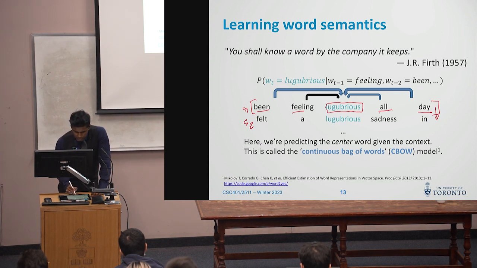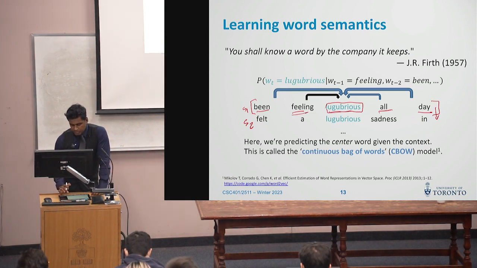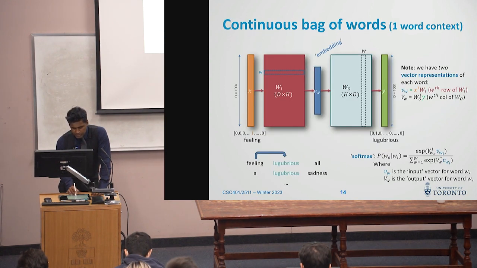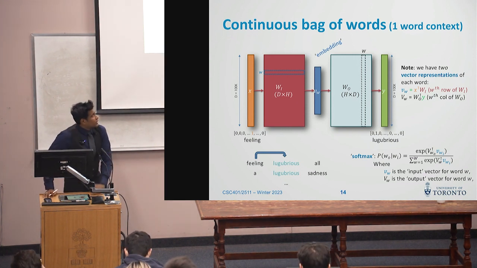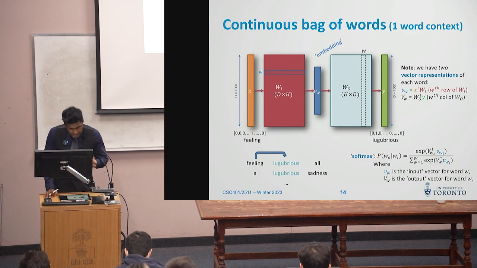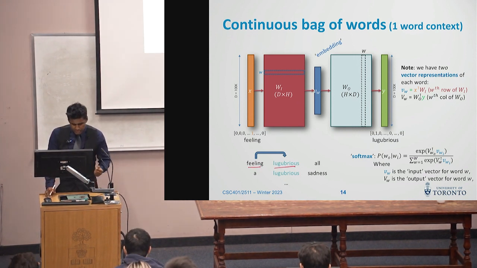Okay, so we will be trying to predict the center word, which is lugubrious. To keep things simple, let's just use a window size of 2 for now, which means you'll have an input word and an output word. With that in mind, this is a high-level diagram of the continuous bag of words model.